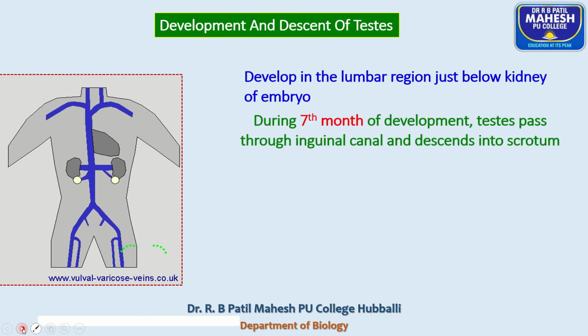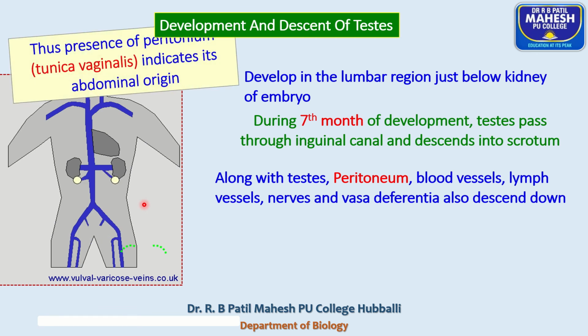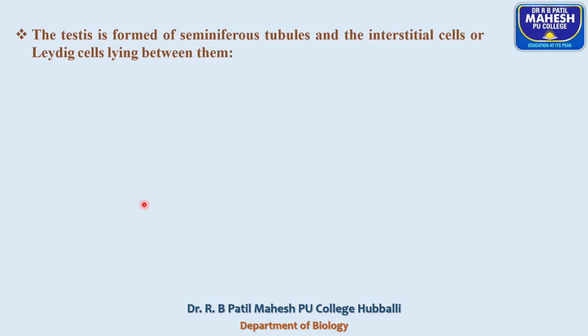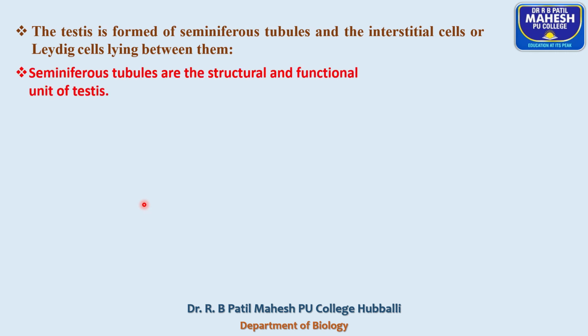During the 7th month of development, the testis passes through the inguinal canal and descends into the scrotum. If the testis fails to descend into the extra-abdominal cavity, the condition is called cryptorchidism. Next one. When you talk about testis, each testis is formed of seminiferous tubules and interstitial cells or Leydig cells present in between them.